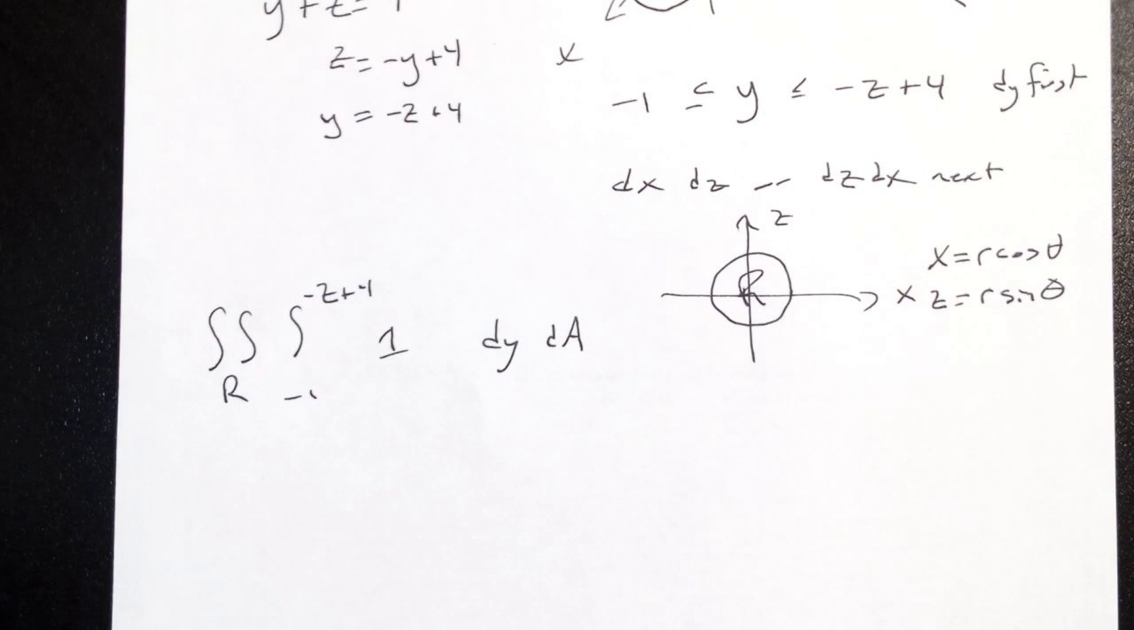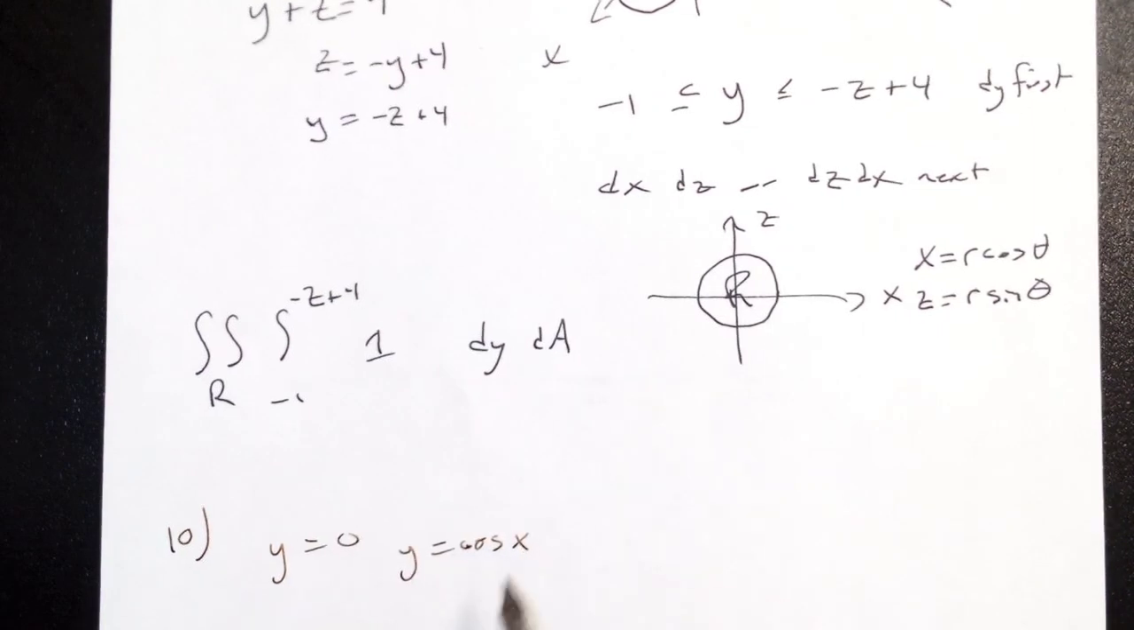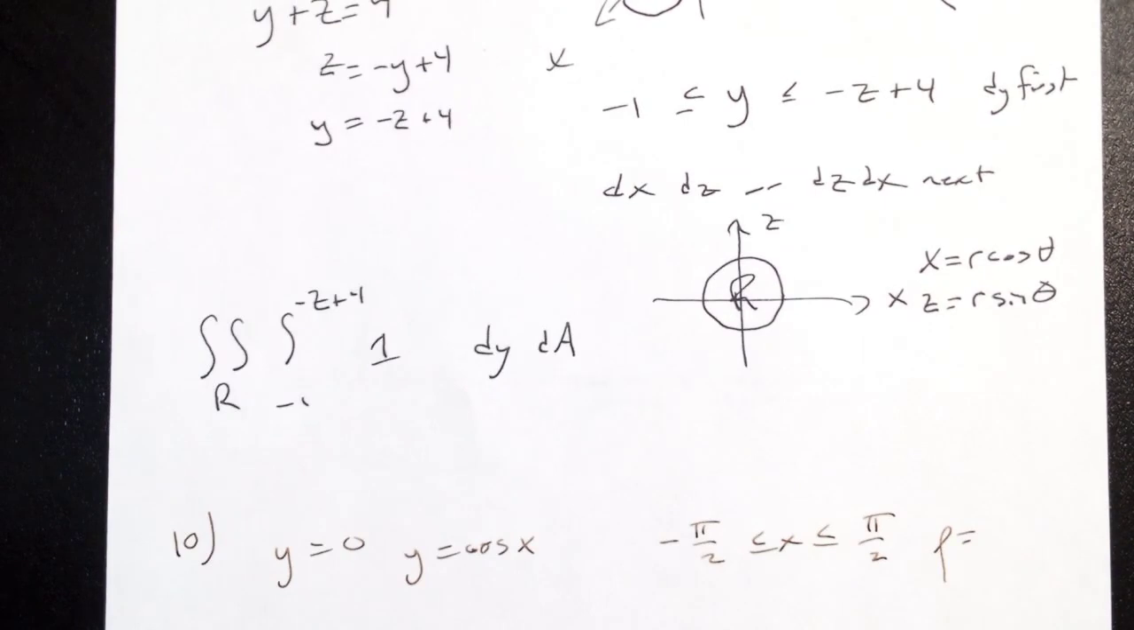Question 10, 15. Find mass, center of mass for the lamina with the given density and the given boundaries. D is enclosed by y equals 0, y equals cosine x. X is between negative pi over 2 and pi over 2. And our density function is y.